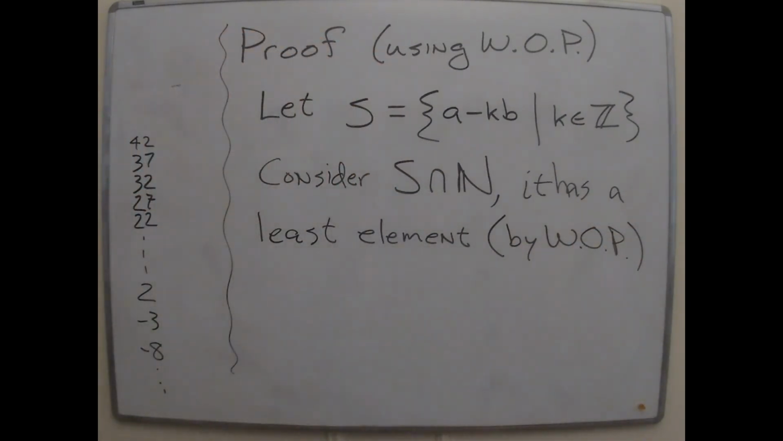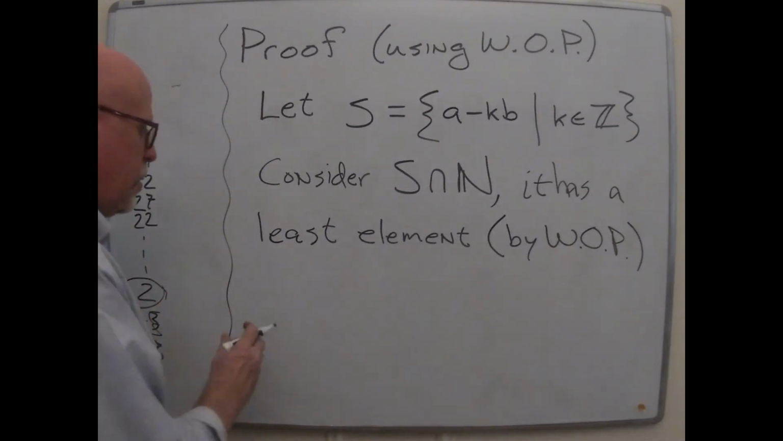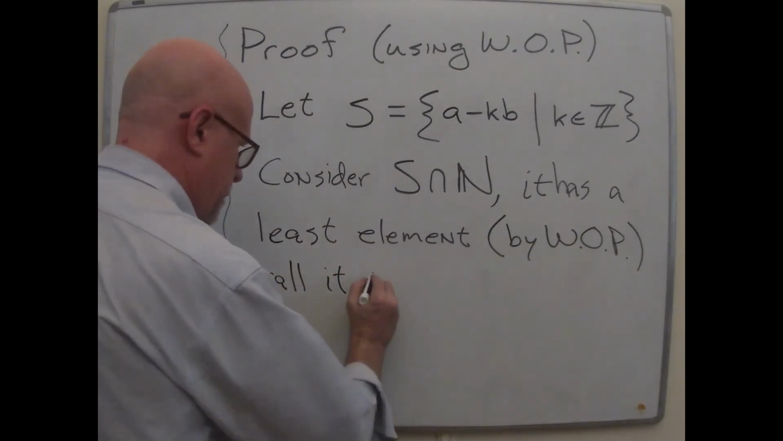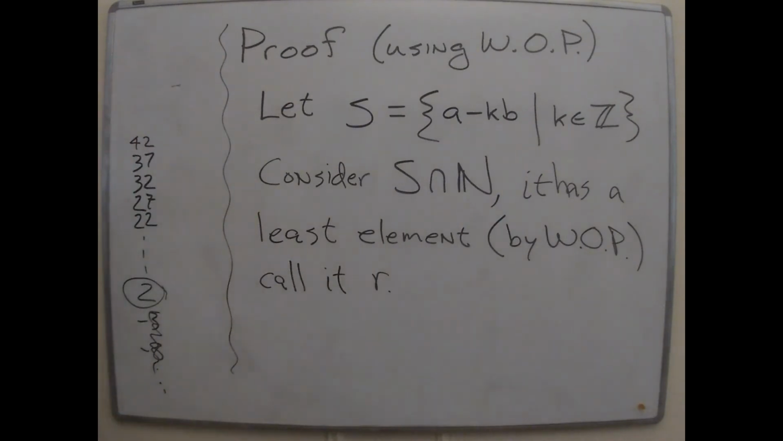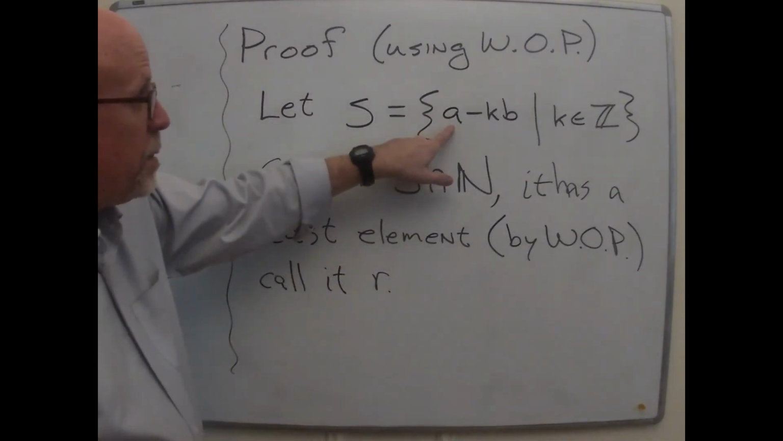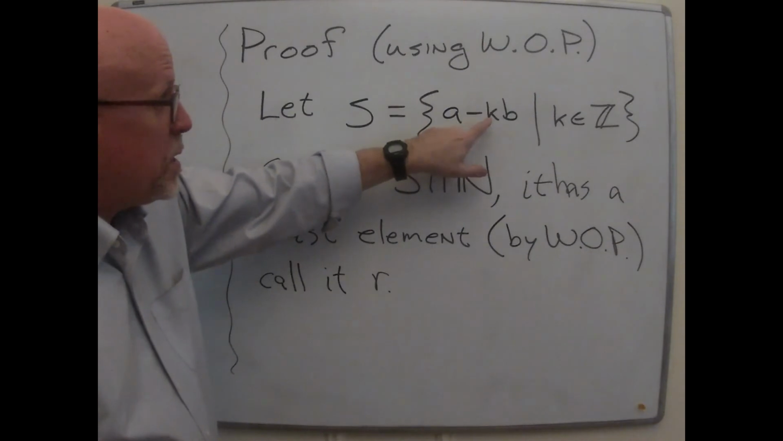And what do you think we call that? Well, in our example, this would be the least element here, because these things would no longer be in it once we intersect it with the naturals. That was the remainder we just got. So call it R. Well then R, this smallest entry, looks like A minus something times B.